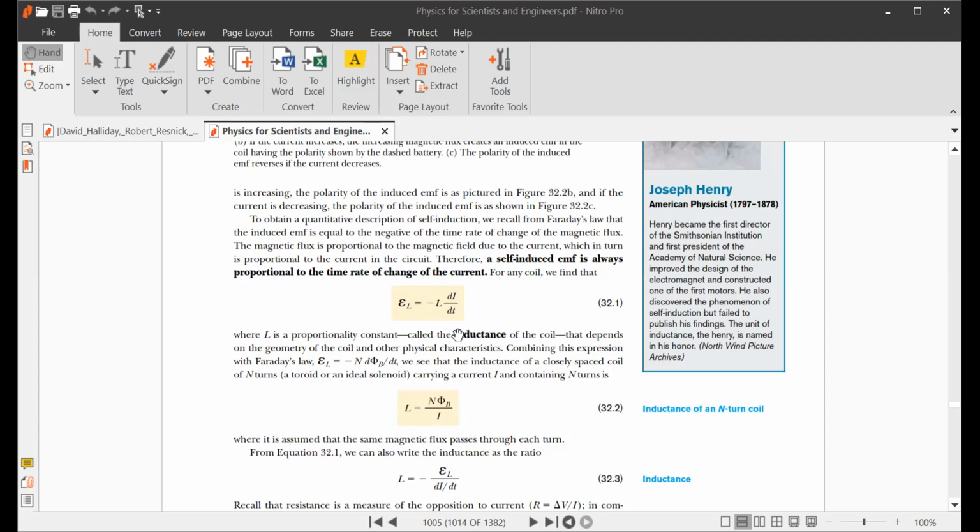So di over dt is equal to 0, then we do not have this induced electric potential, induced voltage, in the solenoid. So it should be 0. So this I should depend on time, okay? This formulation, 32.2, holds only for time-dependent current.